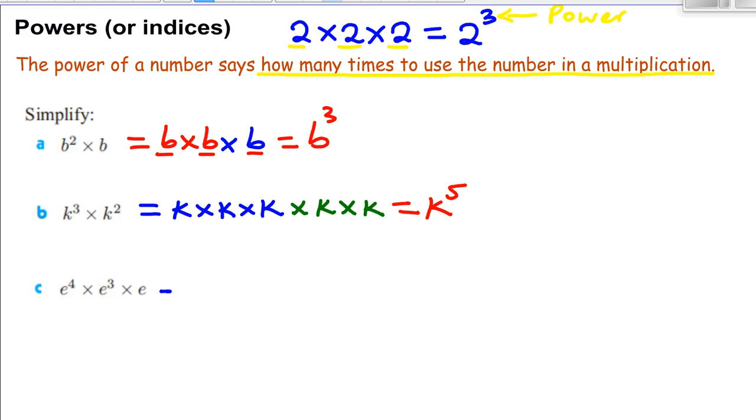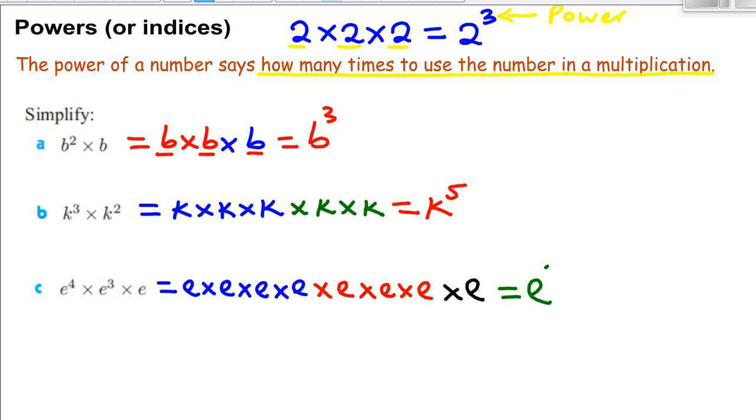Here I have E multiplied by E, multiplied by E, multiplied by E. Those are 4 E's. And then I have 3 E's, using E 3 times again. So 1, 2, 3. And then lastly, I'm using E once. So in total, how many E's am I using in this multiplication? We can count and you can find that there are actually 8 E's. So E to the power of 8.